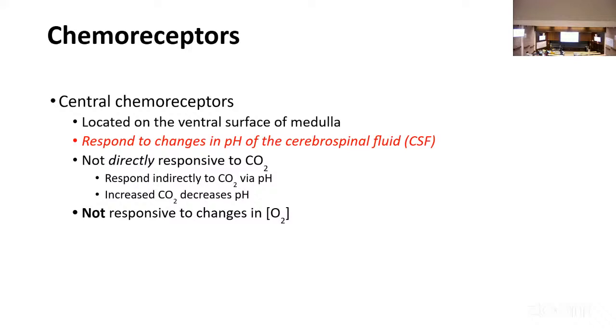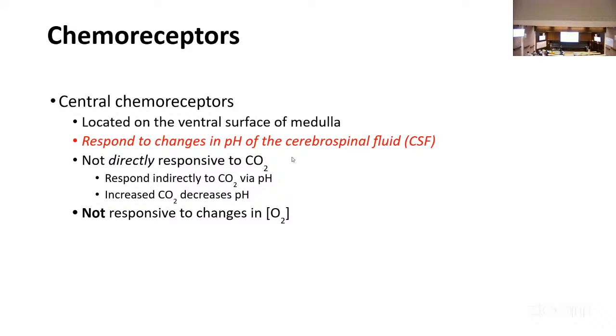Your peripheral chemoreceptors do somewhat respond directly to carbon dioxide, but when we're looking at the brainstem, we know there's a blood-brain barrier. We know the brain is kind of protected from a lot of things. So it is protected in part from some of these carbon dioxide changes, but it is still going to be able to sense the pH changes that carbon dioxide is causing in your body. So we'll take a look at that in a figure in a second.